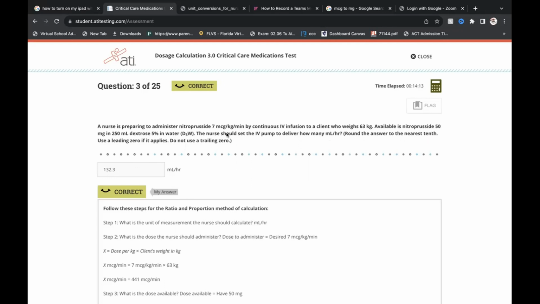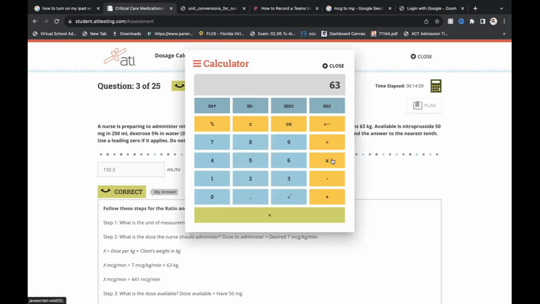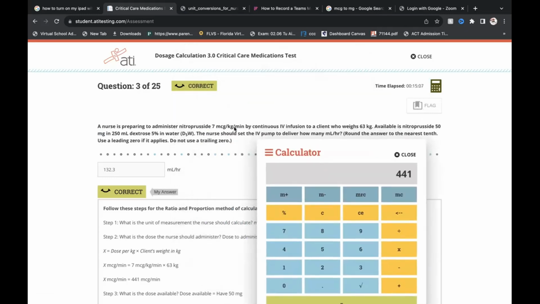All right. The first thing that we have to see is the weight unit is the same, but the mass unit of the drug is not the same. This is micrograms, this is milligrams. So we have to eventually convert this microgram to milligram. But first, it says 7 micrograms per kilogram. And since we have kilogram right here, we're going to times 63 by 7 so that each of these kilograms can get 7 micrograms. So we're going to do 63 times 7. And the answer is 441 micrograms per minute.